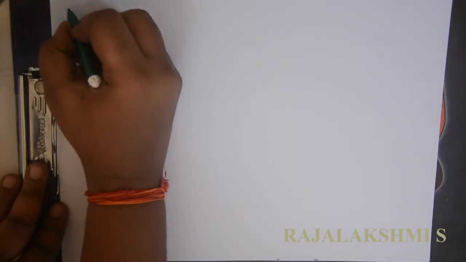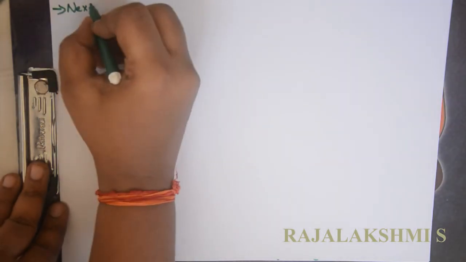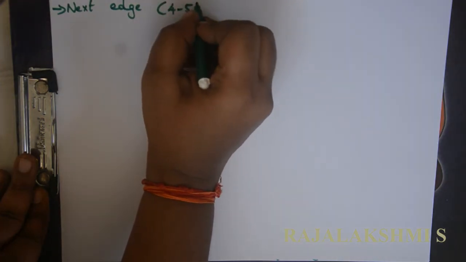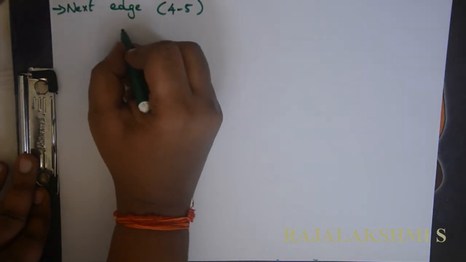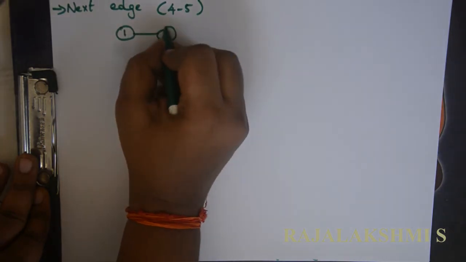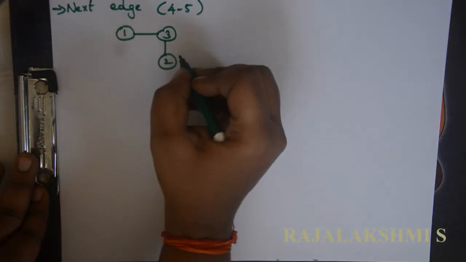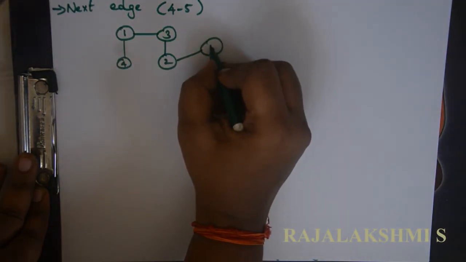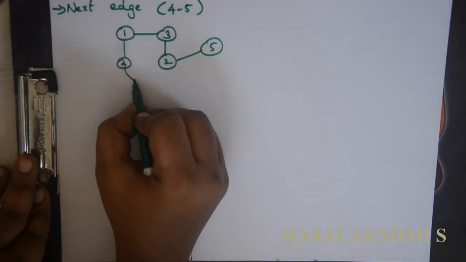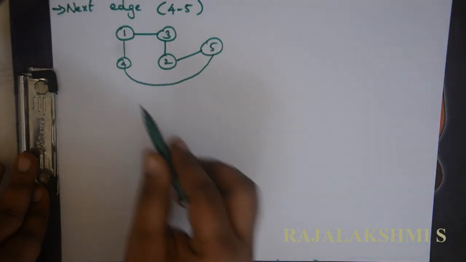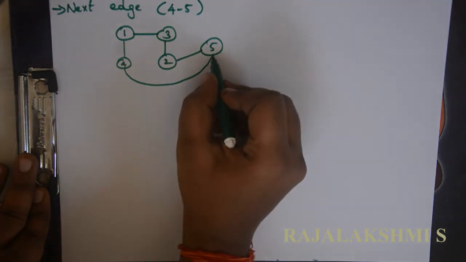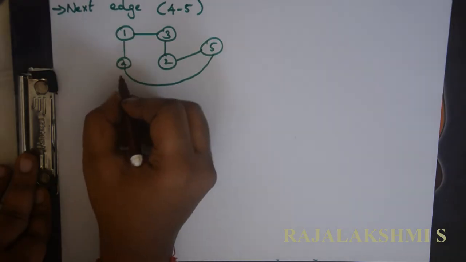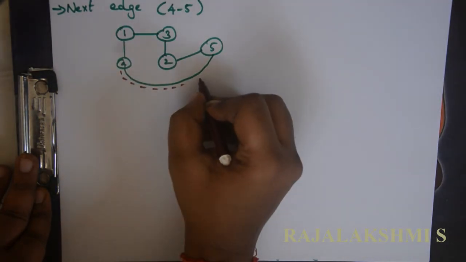So now what is the next edge? The edge is 4 to 5. Now we will see what happens. So I am redrawing the existing diagram: 1, 2, 3, 3 to 2. Here it is 4 and here we will be having 5. Now what happens if we include the edge from 4 to 5? It forms a cycle, right?